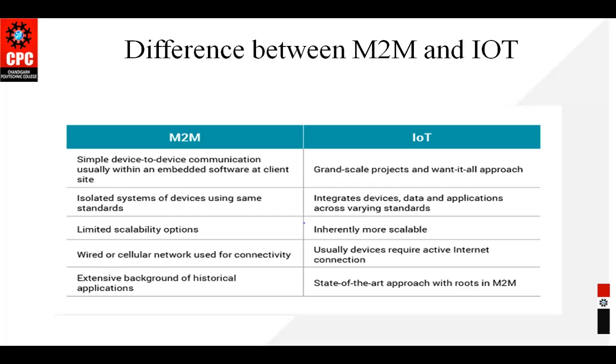Then M2M could be wired or could be wireless. In case of IoT, it is completely wireless. Then in M2M, an extensive background of historical applications is required. In IoT, the state of the art, the current state of any device, will be used for connecting devices across the internet. That is how devices are working in IoT.